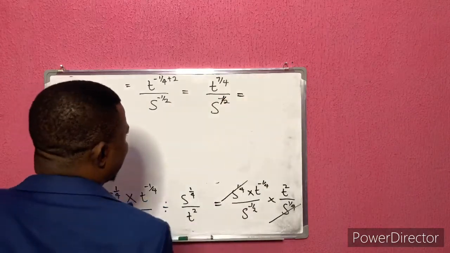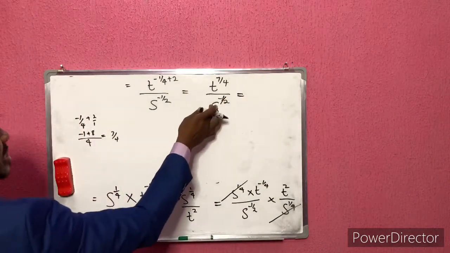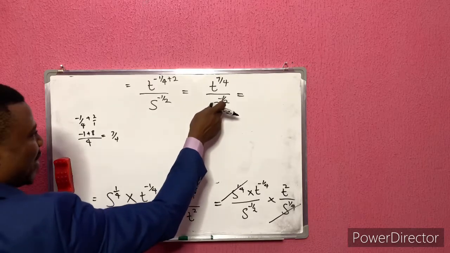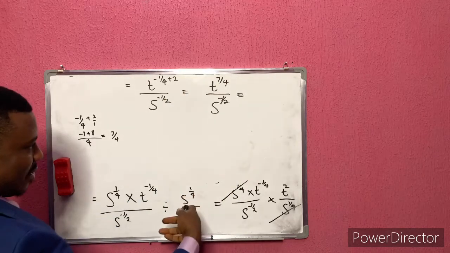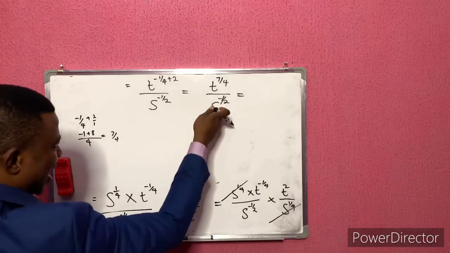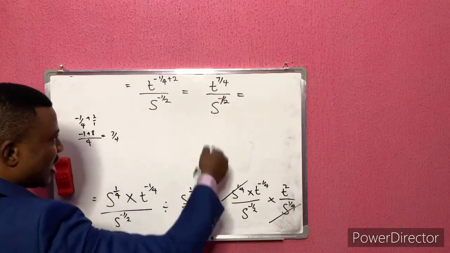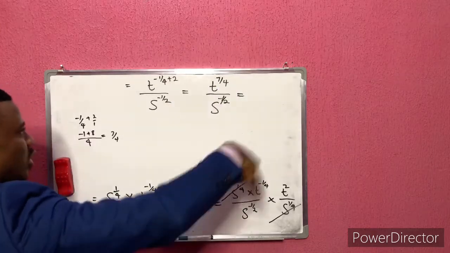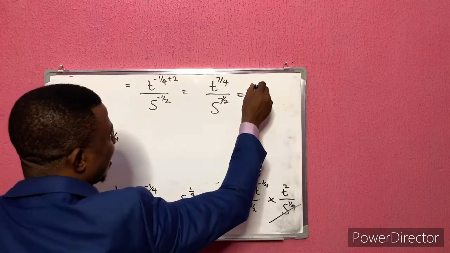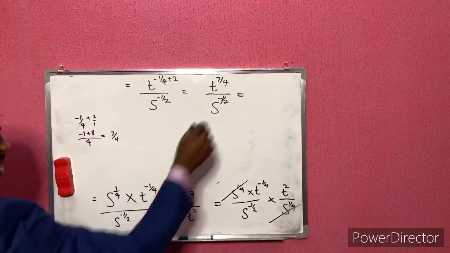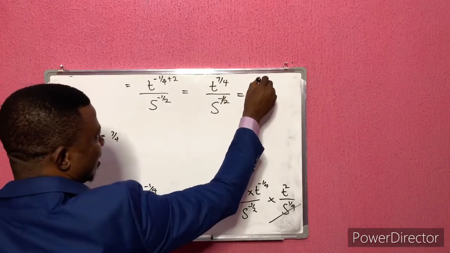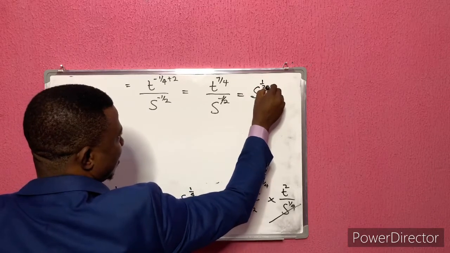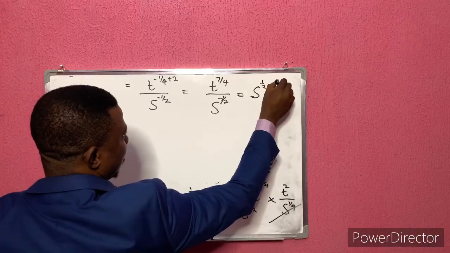Now, finally, this is a negative sign. Negative sign gives you the reciprocal, that is 1 all over x power 1 over 2. Then when turned upside down, you have x power half, t power 7 over 4.